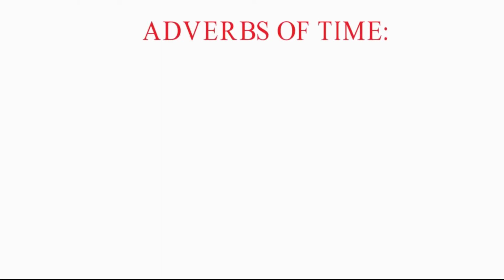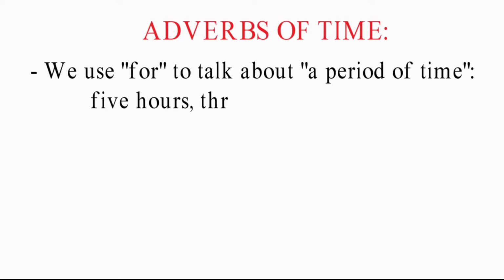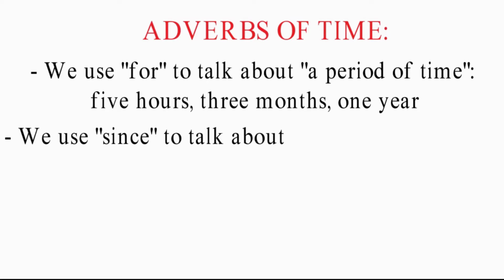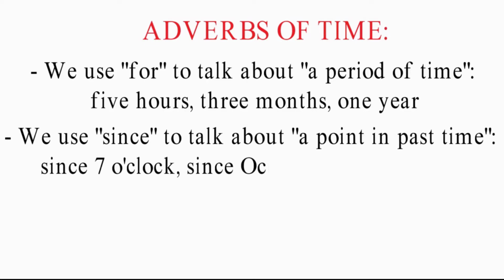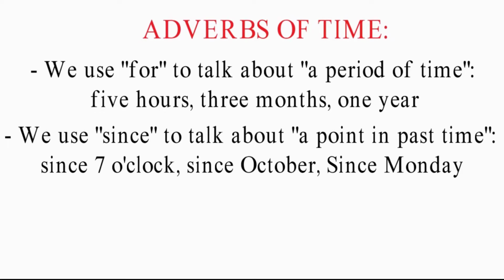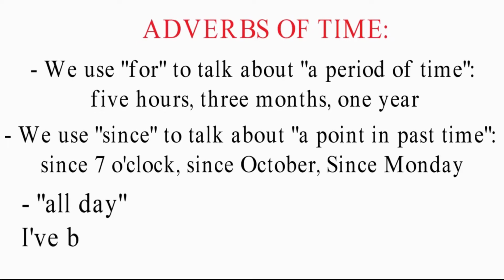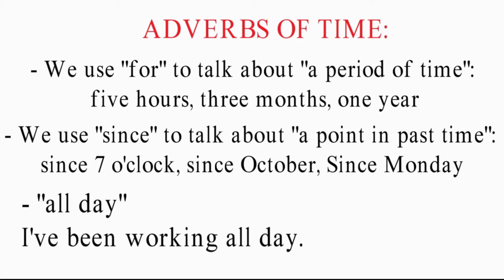The adverbs of time of the present perfect continuous. We use for to talk about a period of time: 5 hours, 3 months, 1 year, etc. We use since to talk about a point in past time, for example, since 7 o'clock, since October, since Monday. And the last one is all day, for example, I've been working all day.